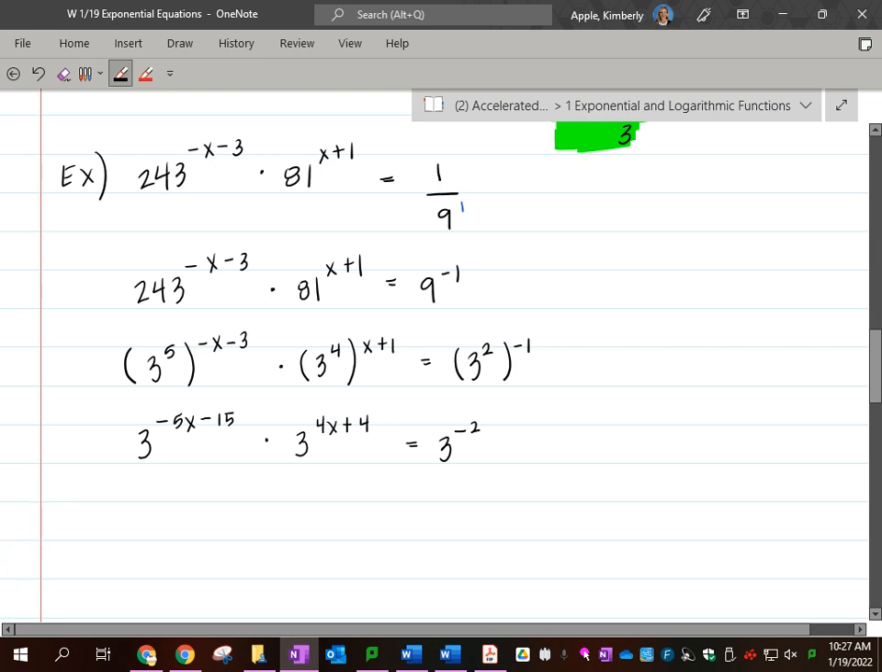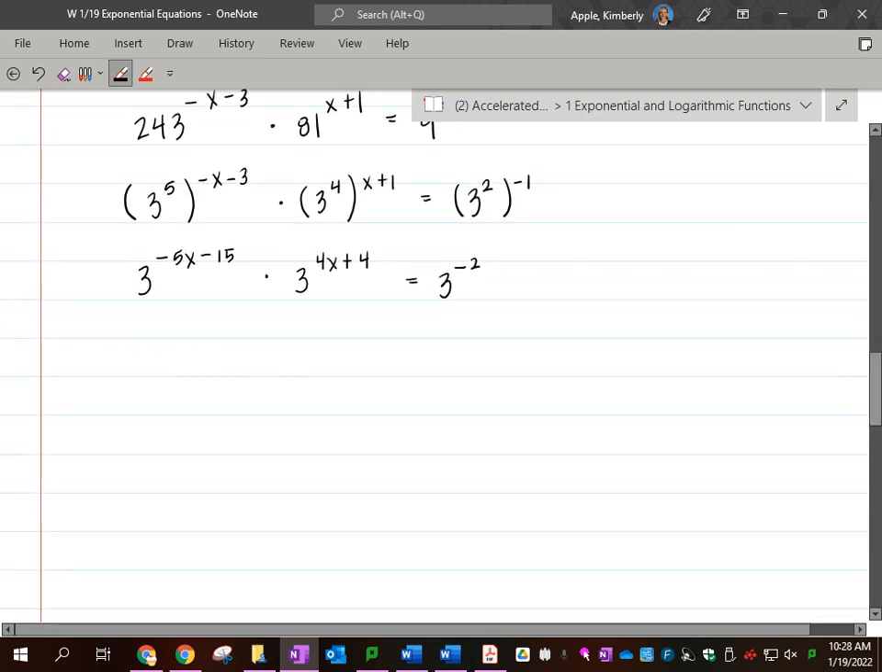Now we're going to have to pull up some new exponent rule we haven't used in a minute. Remember, when we have a power raised to a power, we multiply them. But when we have this situation, we add the exponents. So we'll combine like terms. This one's very easy. So this will be 3 to negative 5 plus 4x, which will be just negative x. Then negative 15 plus 4 will just be negative 11, so negative x minus 11 equals 3 to the negative 2.